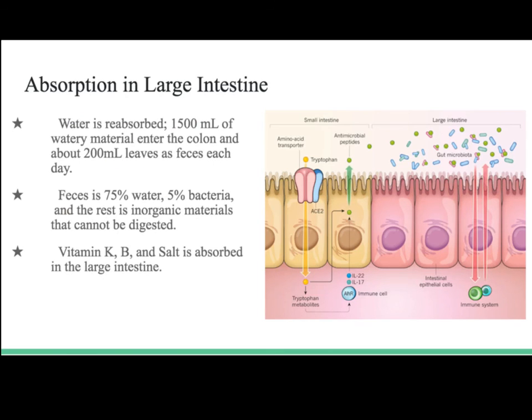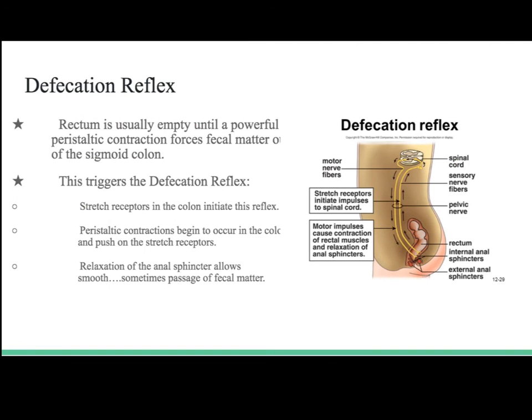So if you look at feces, it is actually made up of 75% water, 5% bacteria, things like E. coli, and the rest is inorganic materials or stuff that cannot be digested. Now, I mentioned on the previous slide that in the colon we can actually absorb some nutrients that are a byproduct of those bacterial actions. So vitamin K, B, as well as some salts will be absorbed in the large intestine as well. Now, last but not least, we have something called the defecation reflex.